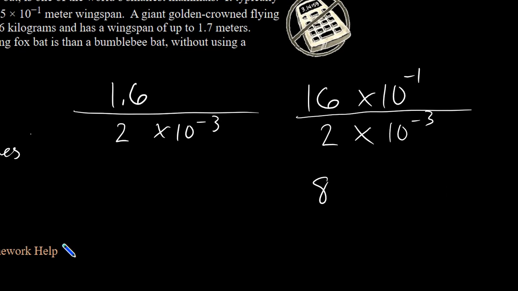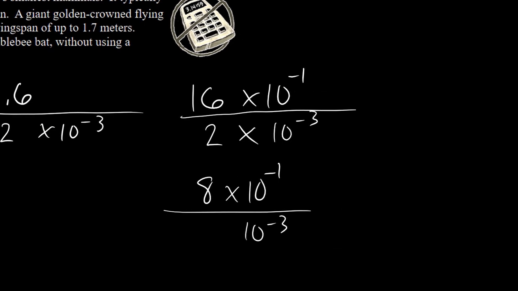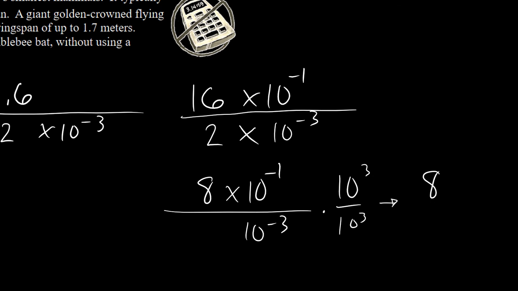I got 8 in my numerator, and then I've got these powers of 10, right? I got times 10 to the negative 1. And down below, I've got this 10 to the negative third. Well, I know how to move that 10 to the negative third. I can multiply both the numerator and the denominator by 10 to the third. That's going to give me in my numerator 8 times 10 to the second power.